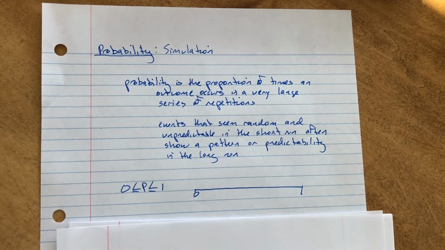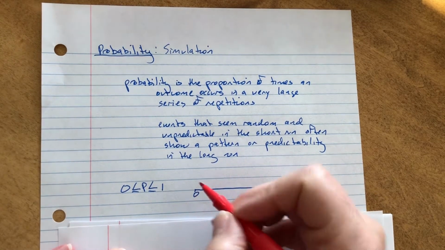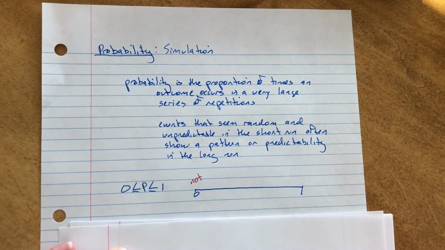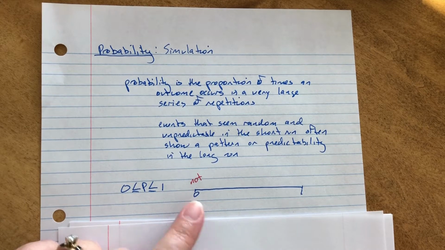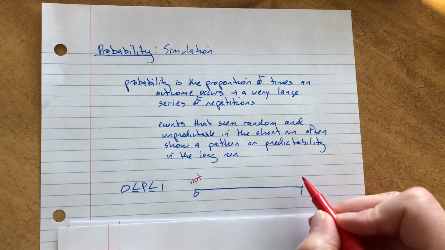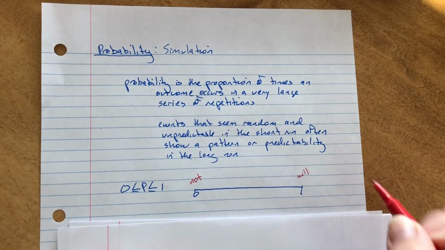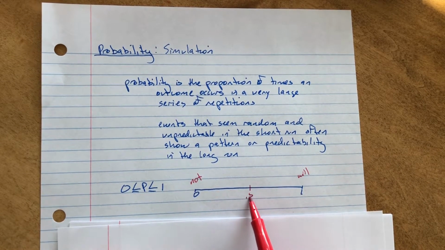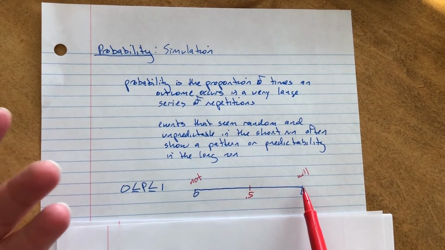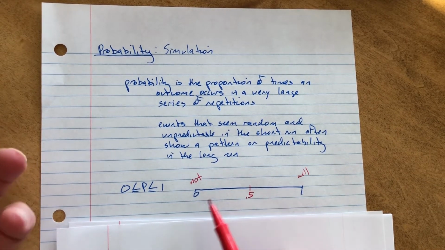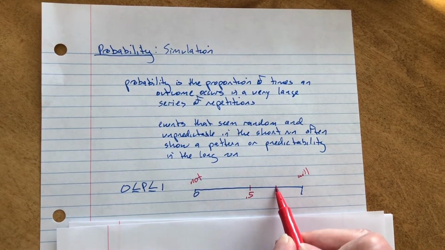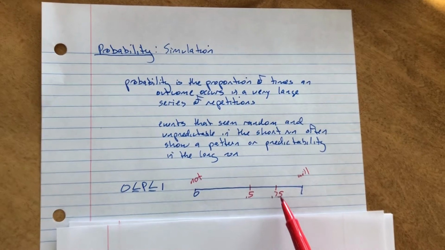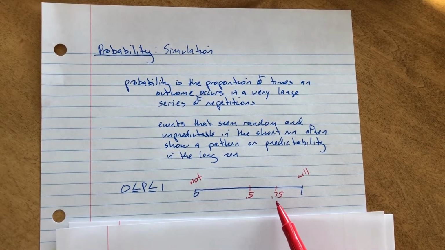A probability of 0 means the event will not occur. Something has a probability of 1, it will occur. If there's a probability of 0.5, it might occur, it might not occur. I wouldn't be surprised either way. Probability of 0.75, it's more likely going to occur, but if it didn't occur, there's still a 25% chance it's not going to occur. So I wouldn't be terribly surprised. I'd be a little surprised.